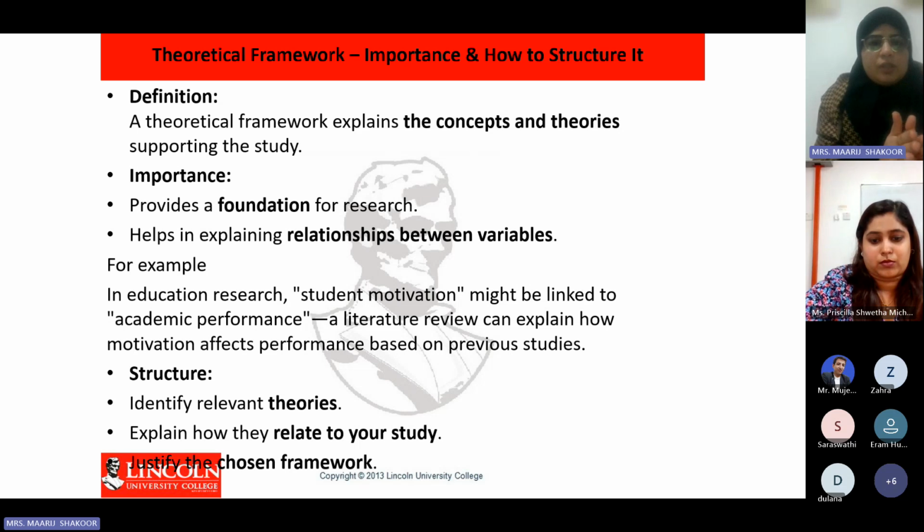Theoretical framework, importance, and how to structure it. But I already told you that before a research proposal, it is necessary that you have passion, which is very, very important, and you have the idea. Then, inshallah, the destination will be there. Okay, theoretical framework, importance and how to structure it. Yes, theoretical framework is like concepts and theories in literature.